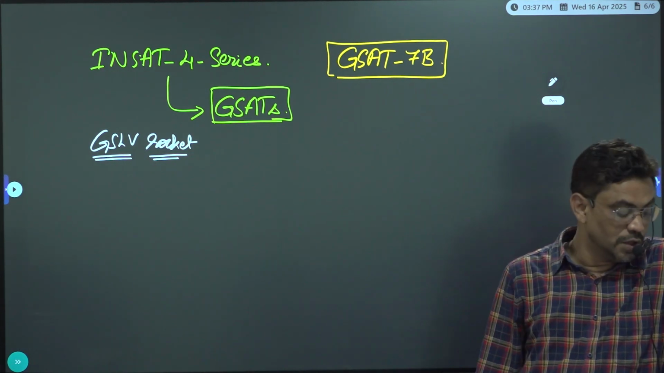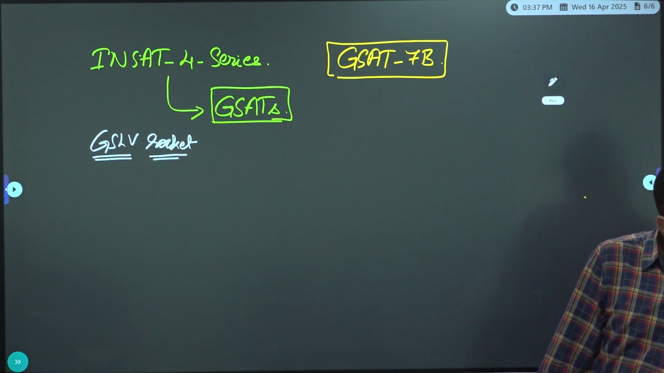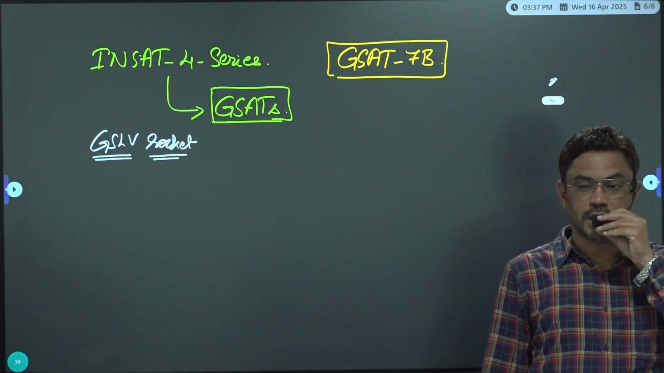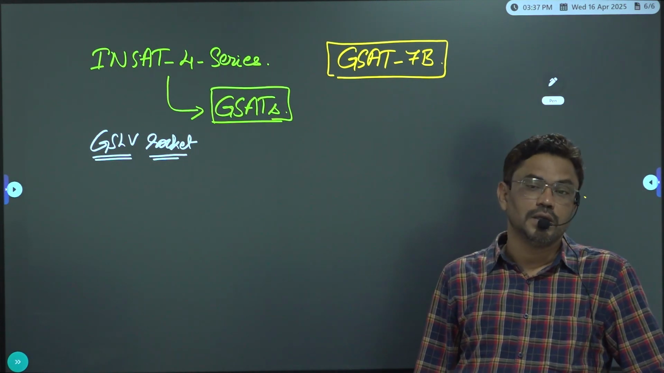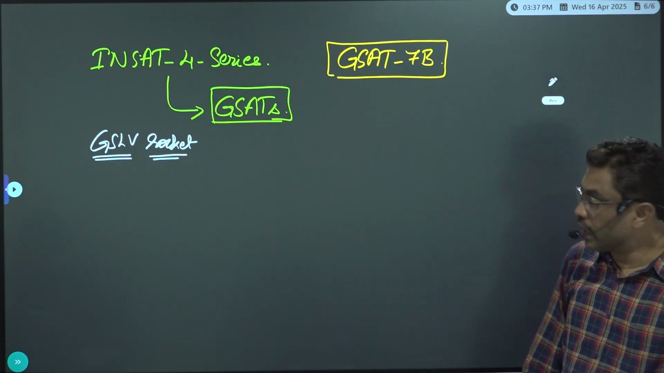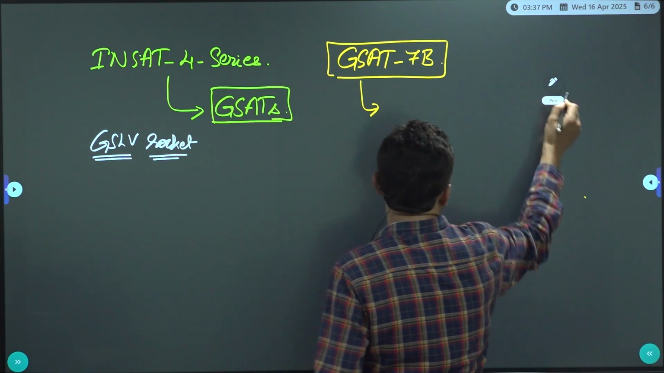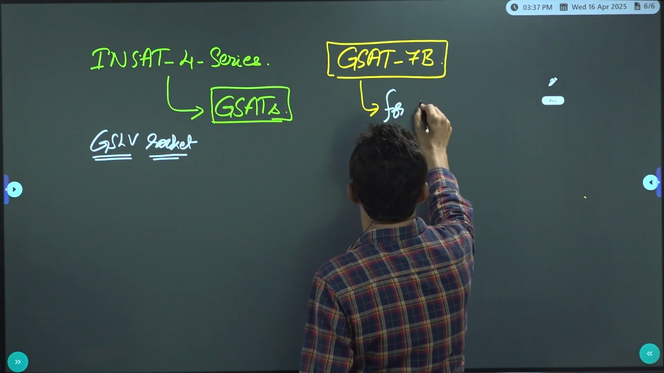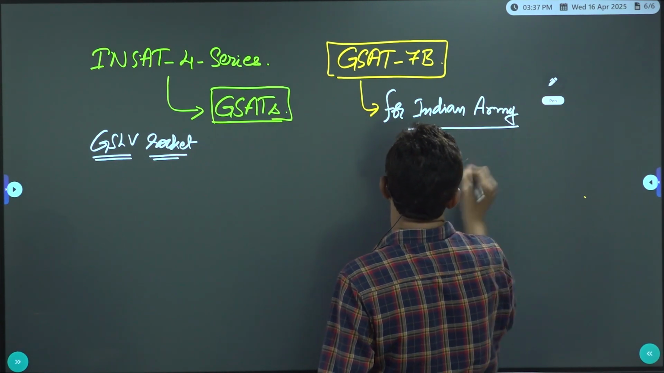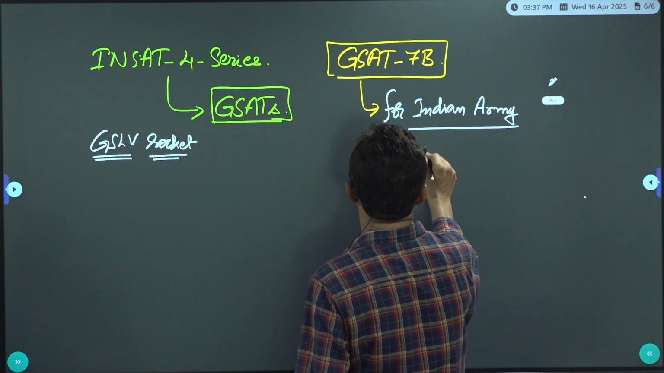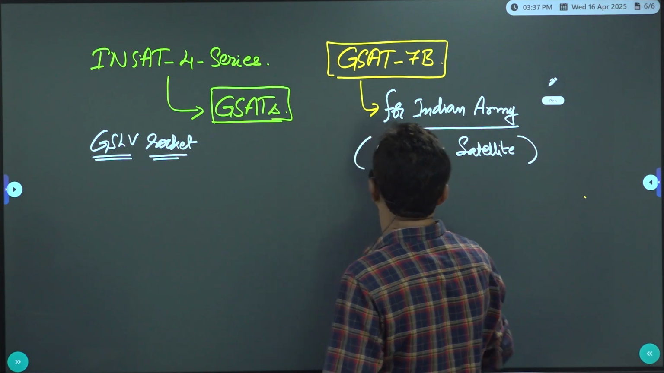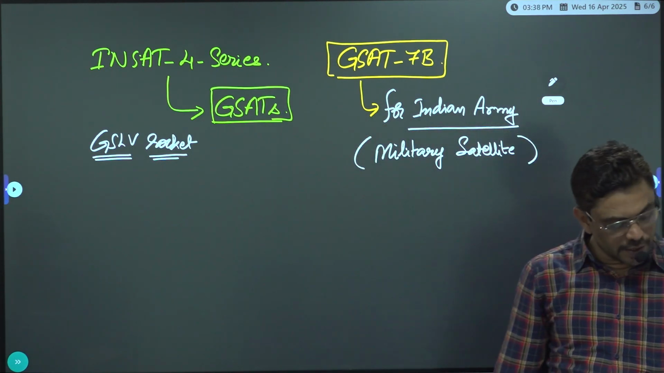GSAT 7B. Recently, the Ministry of Defense has given acceptance for acquiring this GSAT 7B. It is a dedicated satellite for the Indian Army. So that means it is a military satellite. Okay, so GSAT 7B is dedicated for the Indian Army.